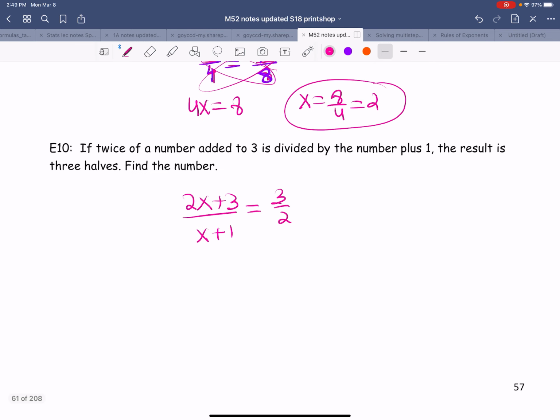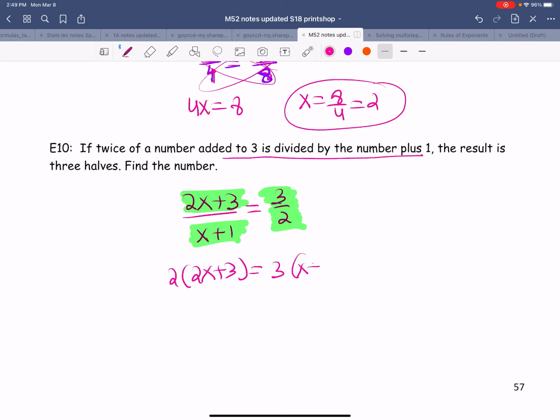Twice a number added to 3 is divided by the number plus 1. We don't know what the number is, so we're calling it x. The result is 3/2. Find the number. So I'm going to go ahead and cross multiply. 2 times 2x plus 3 equals 3 times x plus 1.